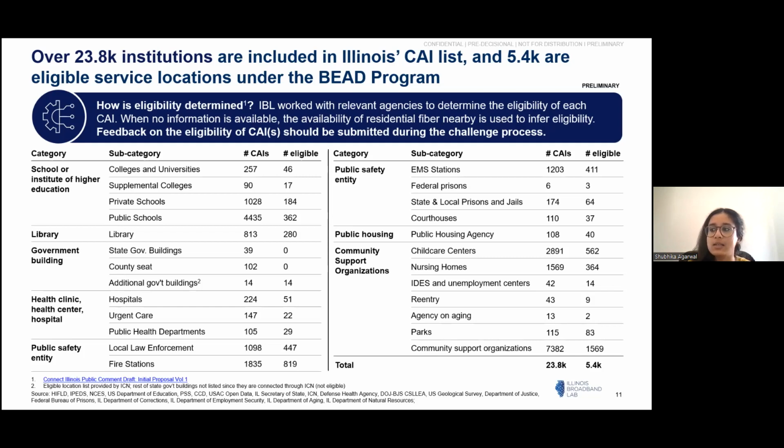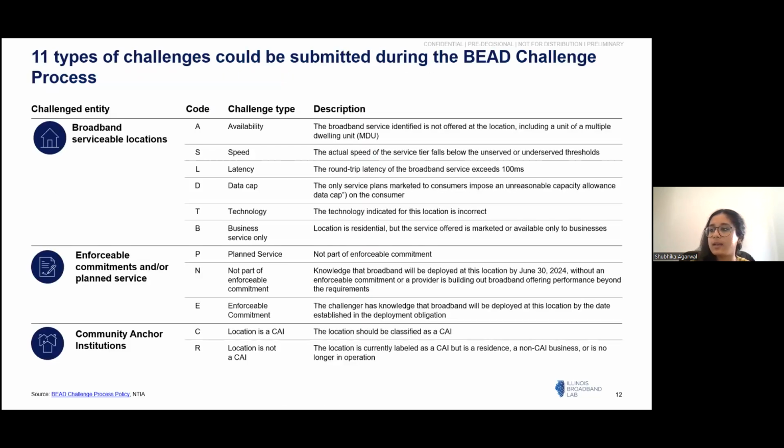So we have these lists on the Federal Broadband tab on the Illinois Office of Broadband website. We have a list of all CAIs and also the eligible CAIs. So please do take a look at that and share your feedback.